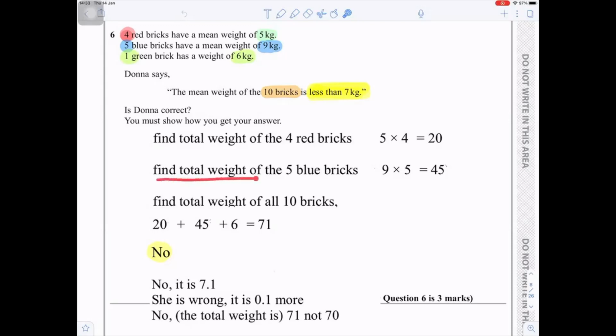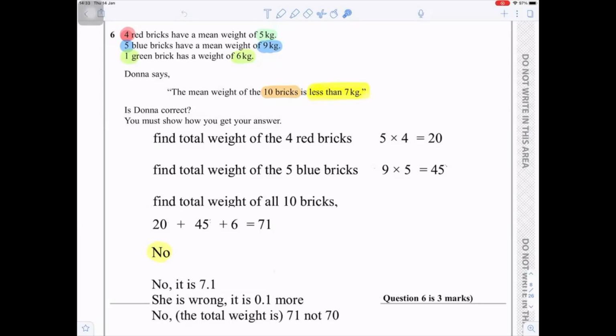Next thing is to find the total weight of the 5 blue bricks. The total weight of the 5 blue bricks is 5 bricks times 9 kilograms, which gives you 45 kilograms. Now, we want the total weight of all the bricks. So we add the red plus the blue plus the green. The red is 20, the blue is 45, and the green is 6. So 20 plus 45 plus 6 gives the total weight of all 10 bricks as 71.